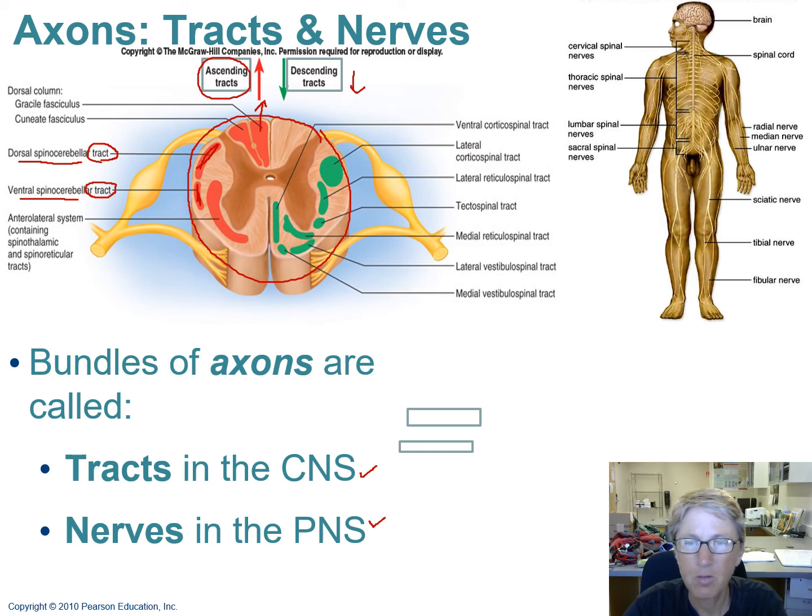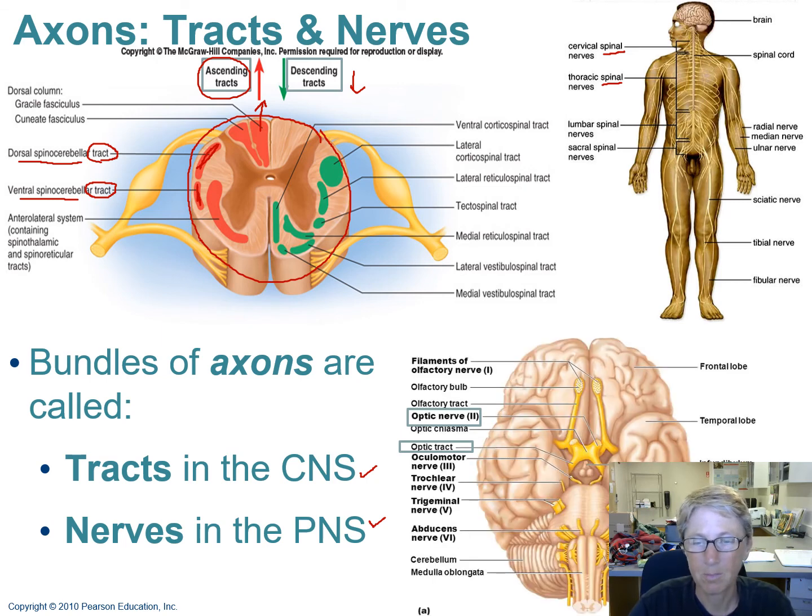And then this is a cartoon that just shows the cervical spinal nerves, thoracic spinal nerves. So all these nerves coming out of the central nervous system, but they're in the peripheral nervous system, are the axons of those neurons coming into the peripheral nervous system. Those are called spinal nerves. So nerves contain axons in the peripheral nervous system.